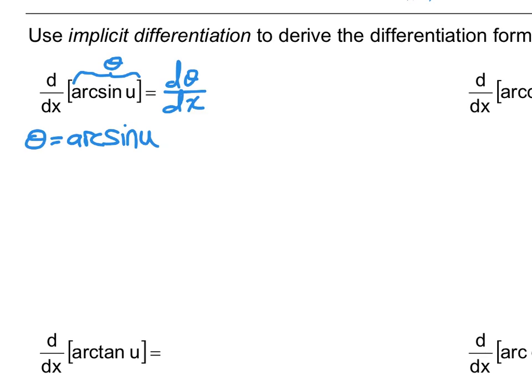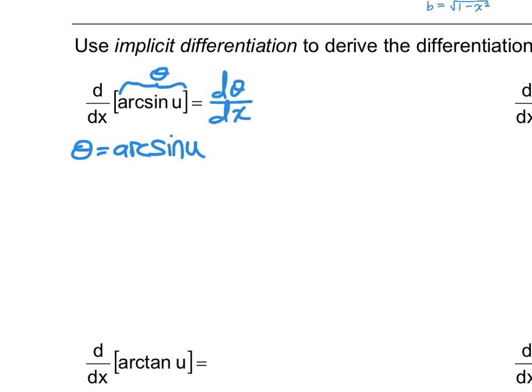Now, this is the problem. I don't know the derivative of the arc sine of u. But I do know the derivative of the sine function. So let's work off of that. Let's take the sine of both sides of the function.